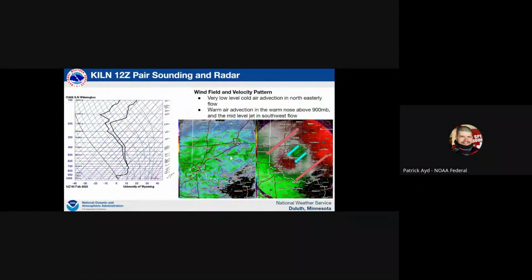But we're going to first start out by pairing our soundings with radar. And this first one is 12Z on the 3rd. The main thing we want to look at here is actually the velocity pattern. So not dual pol, sorry, but I thought it was pretty cool. Focus on our wind pattern and our velocity pattern.